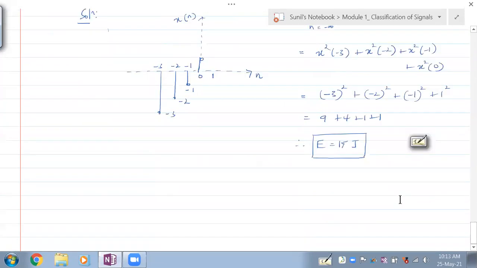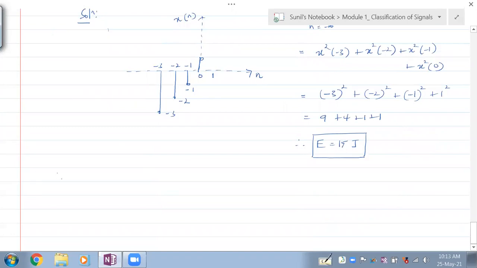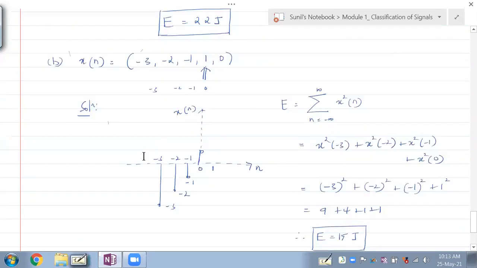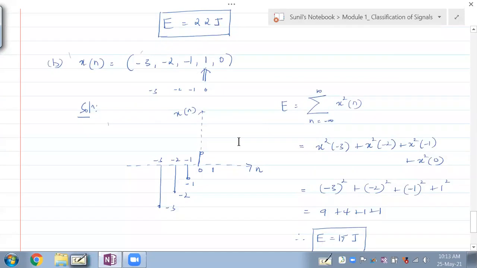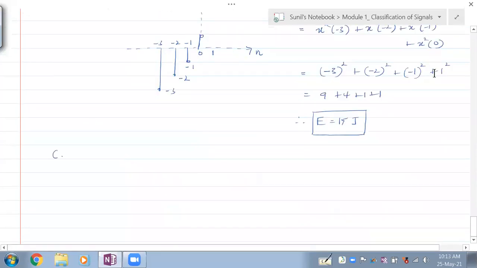Now let's go with problem number C, which again you need to sketch and see whether it is energy or not. Why did we go for energy here? Because this x of n is an energy signal. Why is it an energy signal? It is non-periodic and deterministic. Since it is non-periodic deterministic, we have found out the energy. Understand that?